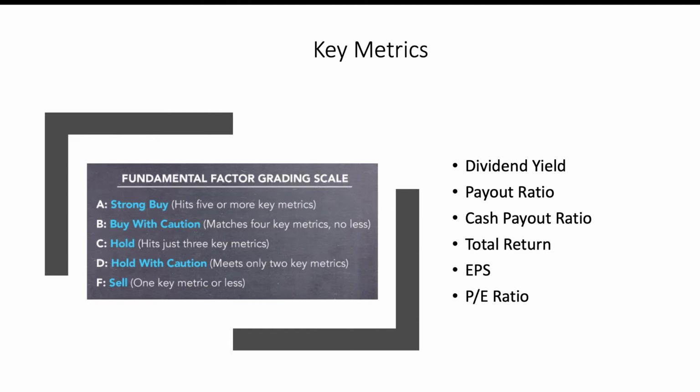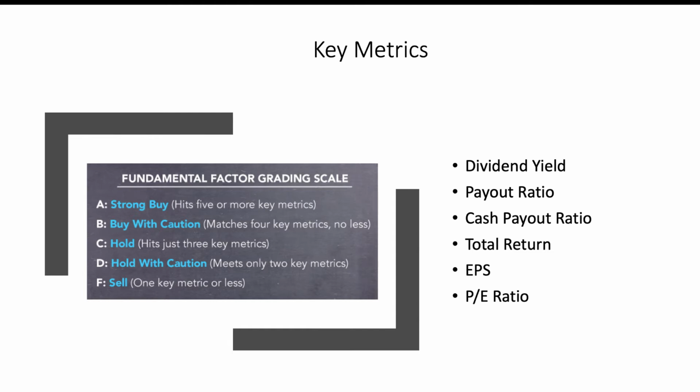If they only have 4, then it's a buy, but with caution. Watch out, see what's going on. If just 3 key metrics are good, then if I already own them, I'm going to hold on to them. But if I don't own them yet, I'm going to hold off on buying them. If they only have 2 good key metrics, then I'm just going to hold if I have it, but keep my eye on them. I'll probably start researching them on a regular basis versus every 90 days if they're in the hold category or the hold with caution category. And the last one, if they only meet 1 of these metrics, then I'm going to either sell it or I'm just not going to buy it if I don't have it already.